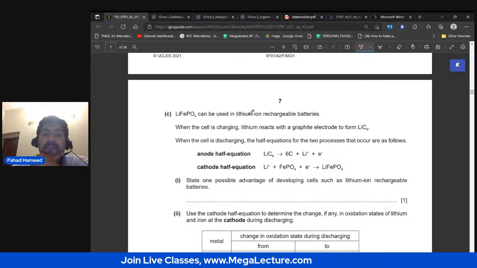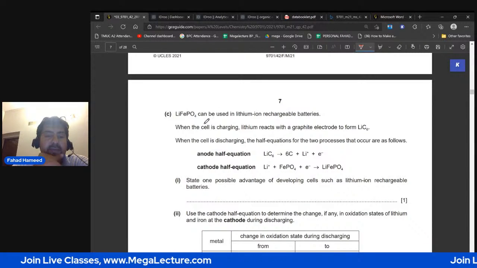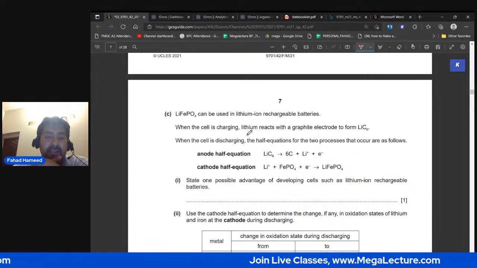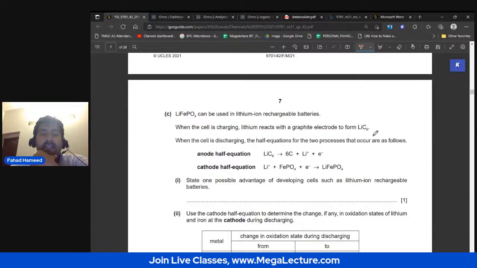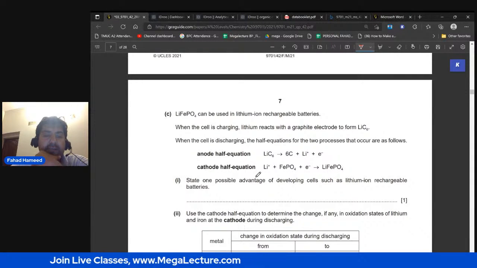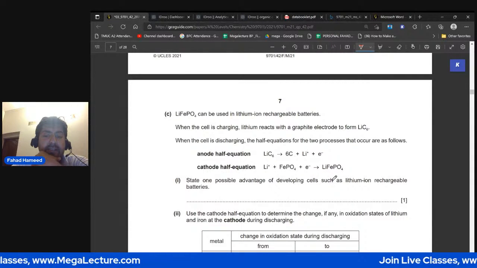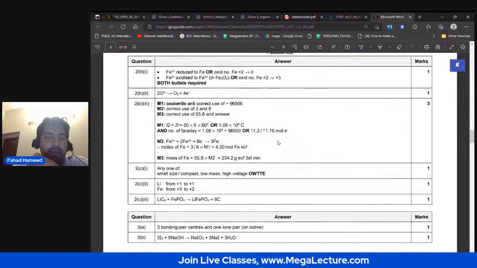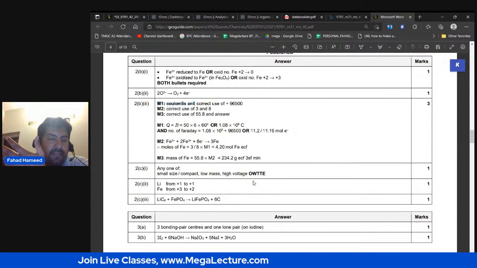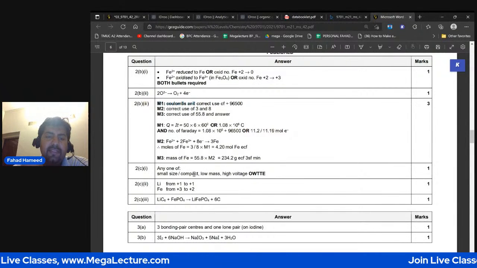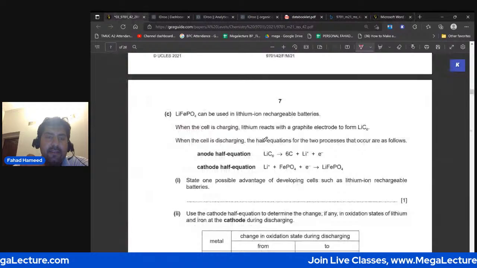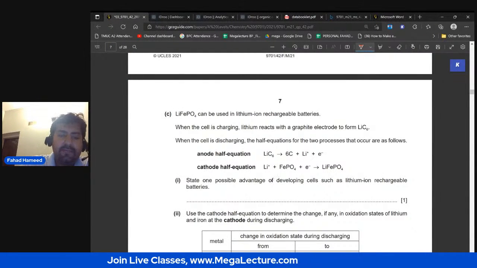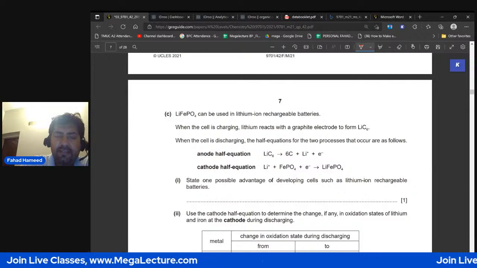So the next part of the question is you've got this one. Can be used in a lithium-ion rechargeable battery. When the cell is charging, lithium reacts with the graphite electrode to form LiC6. When the cell is discharging, the half equations for the two processes that occur are as follows. State one possible advantage of developing cells such as rechargeable batteries. Compact, low mass, high voltage.